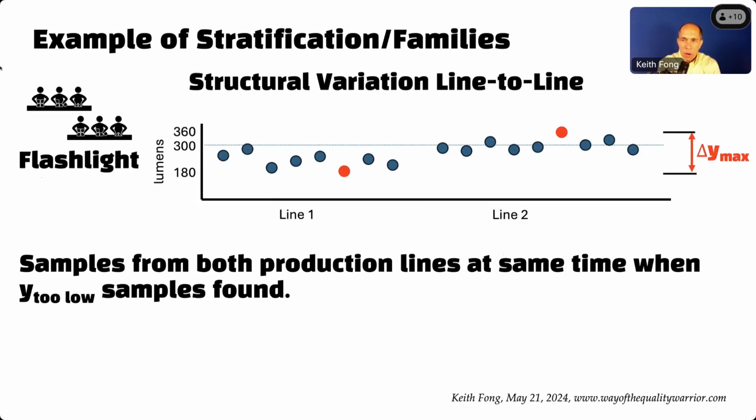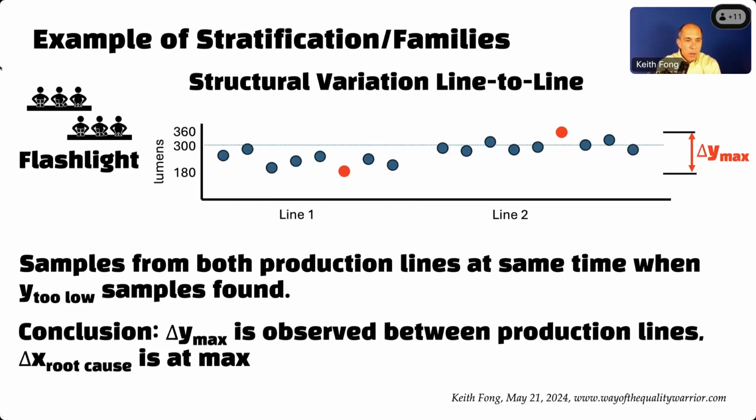So whatever is causing the low one on line 1 and the high one on line 2, it's there now. There's something different between those two lines, right? I don't know what it is, but there's something different. So our conclusion here is that the delta Y max has been observed between production lines and that our delta X root cause is at a max. So it's going to be the easiest for us to see. Now we are going to stop here. This is promising, but there was another family that I want to take a look at.